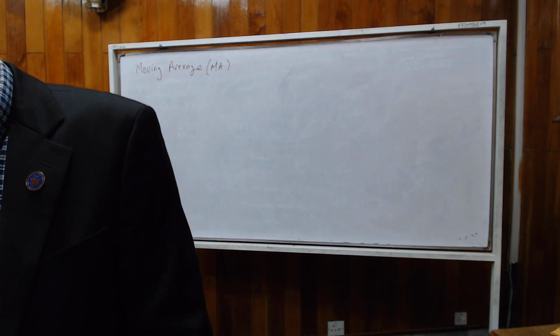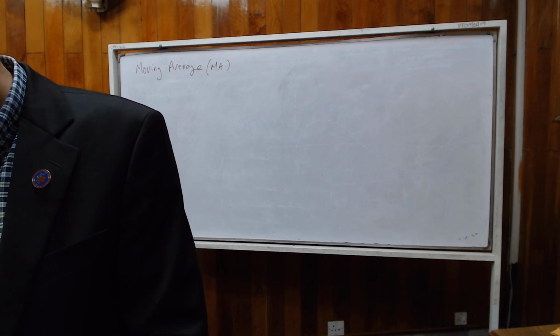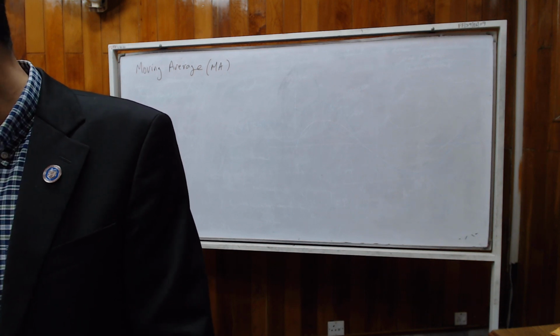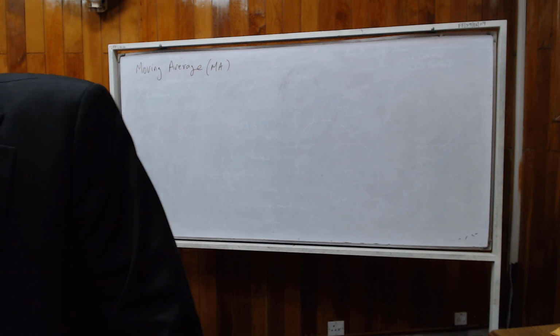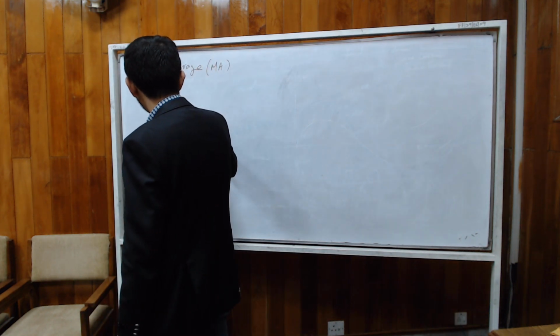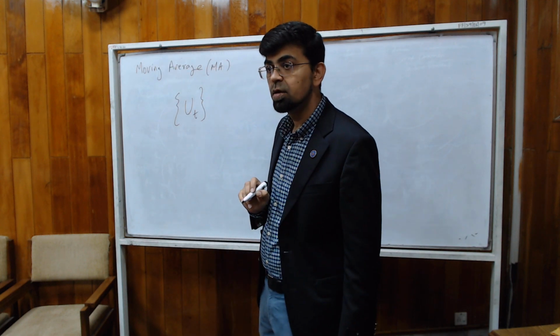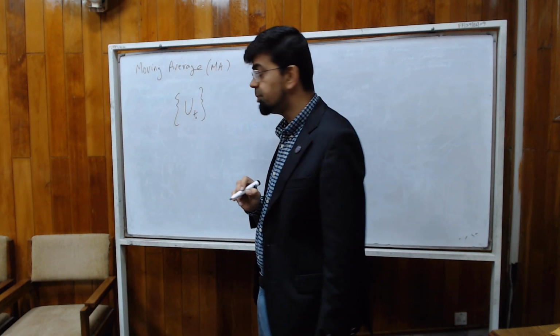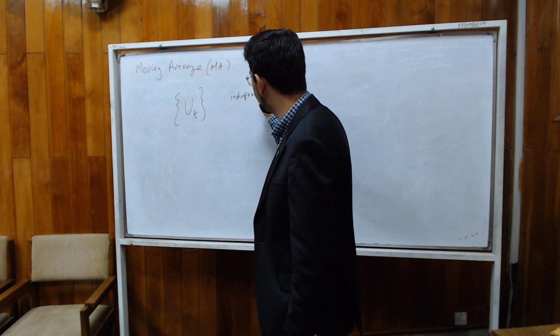So let's say you have a sequence of independent random variables, each with fixed mean. I'm going to just set it to 0 and variance sigma square. So the foundation is that you have a sequence of random variables ut. They are independent of each other. What does that mean?